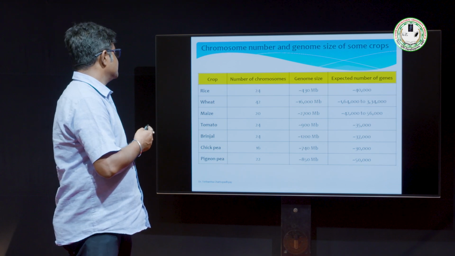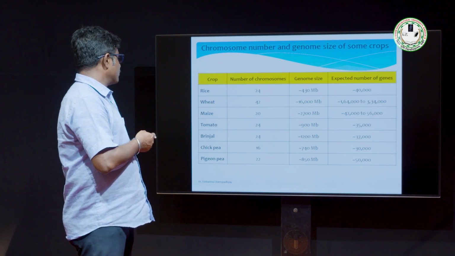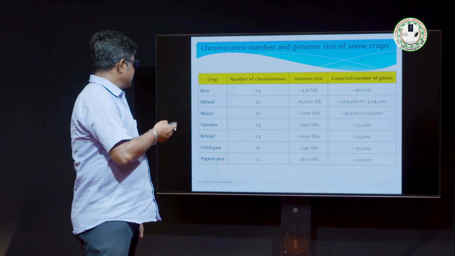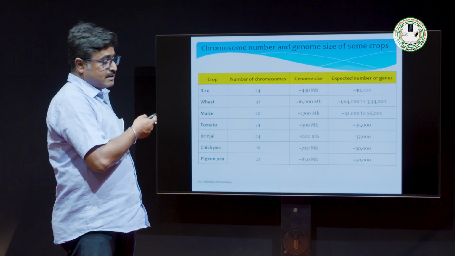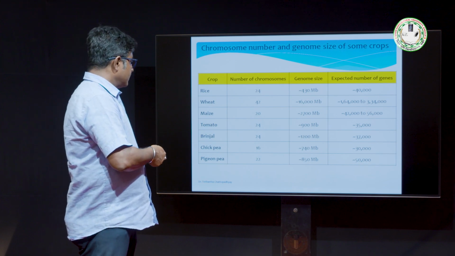that is around 50,000 genes. In case of tomato also, you can see there are 24 chromosomes, with a genome more than double the size of the rice genome, but the expected number of genes is less than the expected number of genes in case of the rice genome.